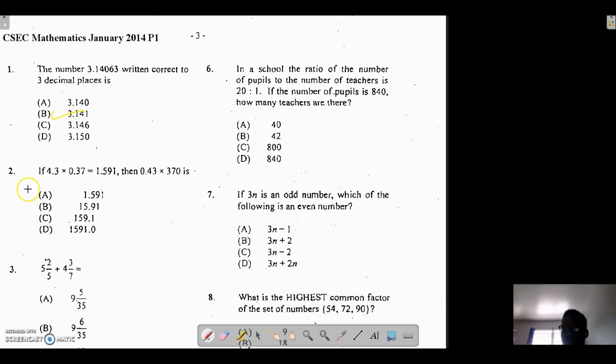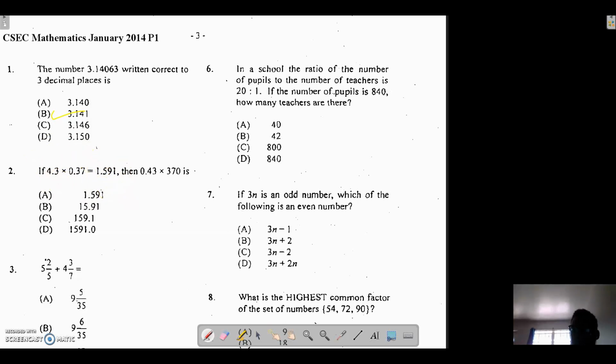Now, in question 2, it says if 4.3 times 0.37 is equal to 1.59, then 0.43 times 370 is. Now, this is how this thing works. Whenever you're multiplying two numbers, dividing or multiplying a number by a digit will affect the answer in a similar way. So for instance, if I were to double 4.3, the answer would be doubled. If I were to halve the 0.37, the entire answer would be halved.